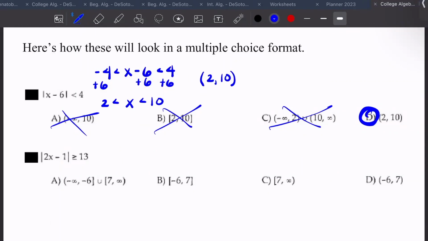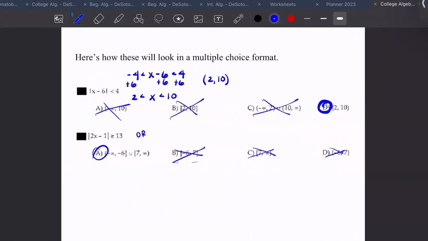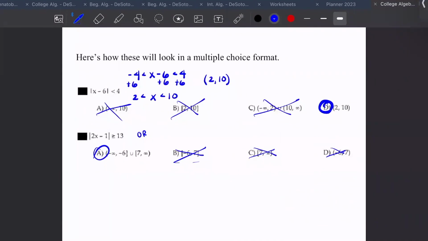Like the absolute value of 2x minus 1 is greater than or equal to 13. All right. Well, greater than says or. This is an or statement, so I know I'm going to have a union. No, no, no, yes, and you're done. So you didn't even have to work that one. All right. So those will look like that in multiple choice format.